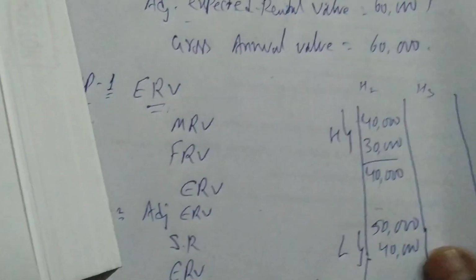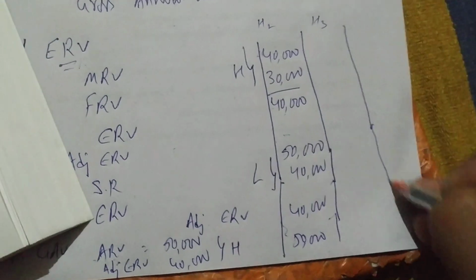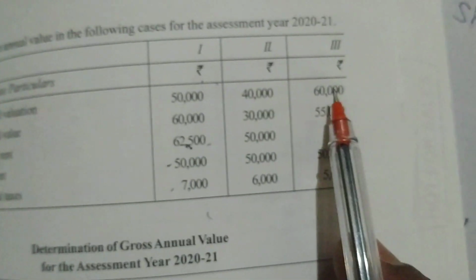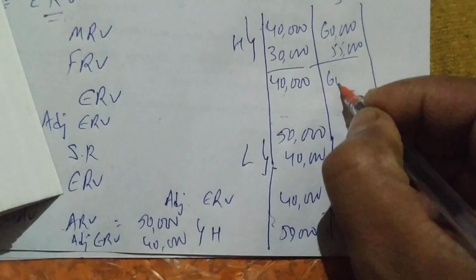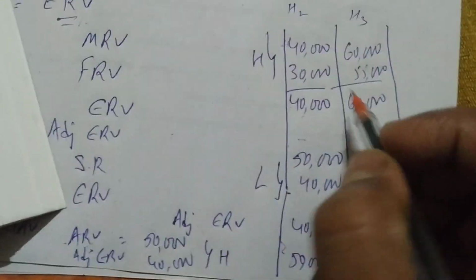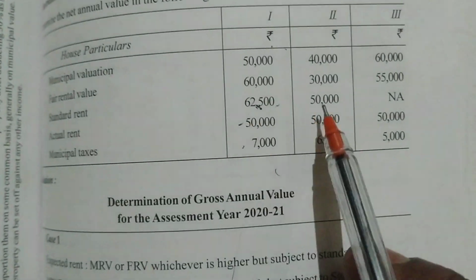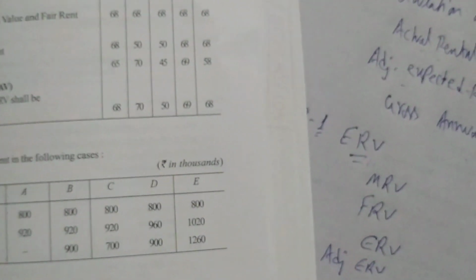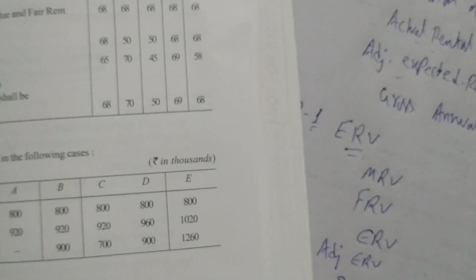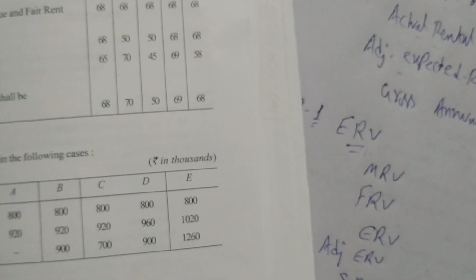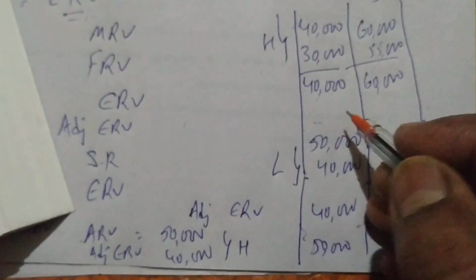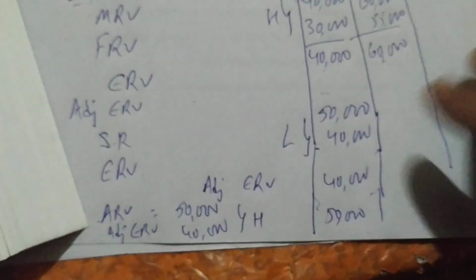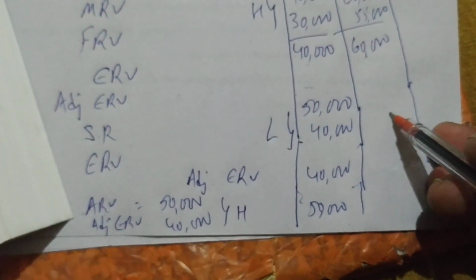So like this you have to solve. Easy. Chaliye. Let us do house 3 also. Same we will do. MRV is how much for house 3? 60,000. FRV is 55,000. Highest is 60,000. So ERV is 60,000. Then again you have to do standard rent. How much is standard rent? House 3 standard rent is not there. So if standard rent is not there, you can take directly ERV as adjusted ERV.